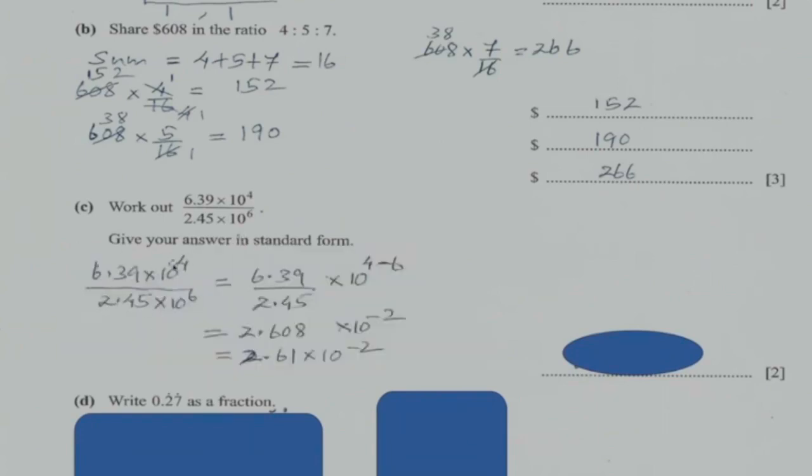Here I have taken 10 to the power 4 and 10 to the power 6, the same base. So we can take 4 minus 6, so 10 to the power minus 2. Then we can use the calculator to simplify this, and this value comes. We can put approximately 2.61 times 10 to the power minus 2. See, this is in standard form. After the non-zero value, the decimal is there.